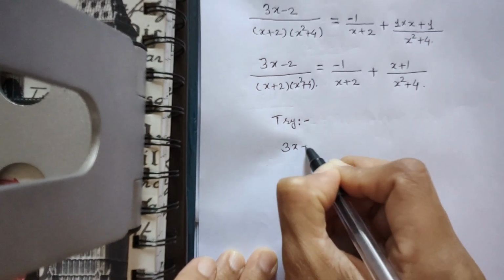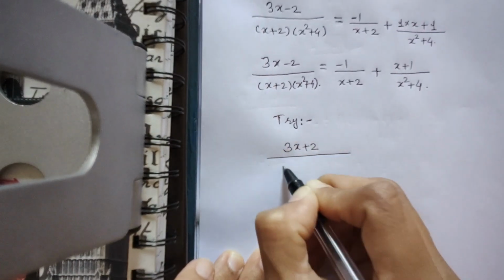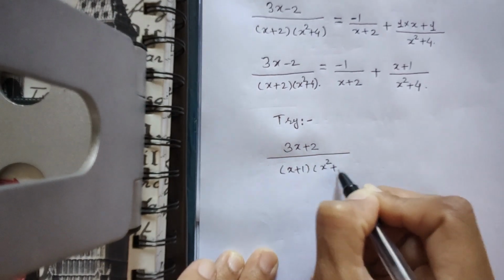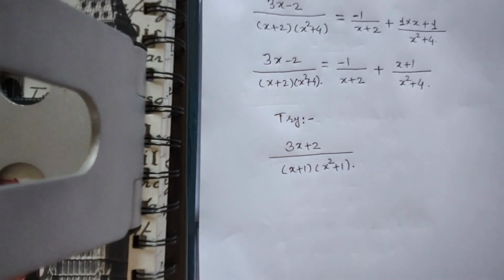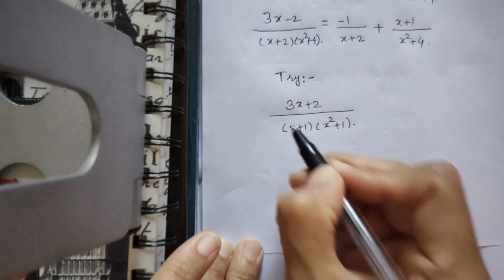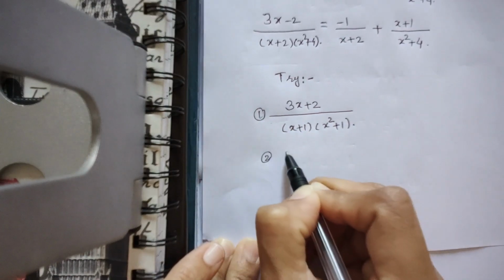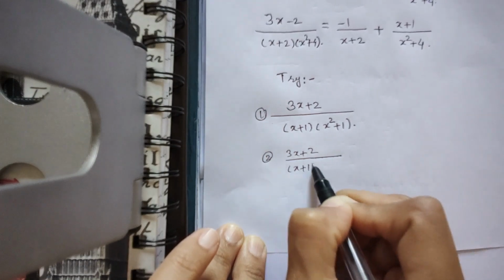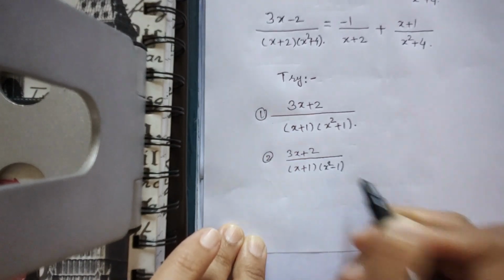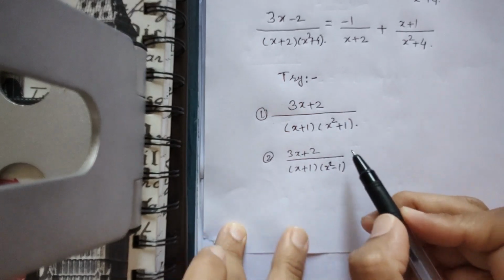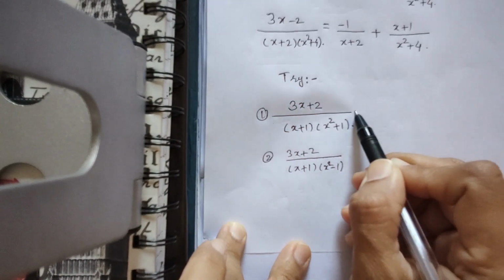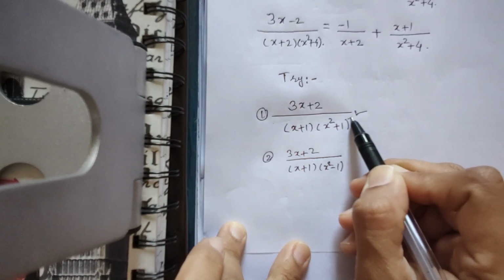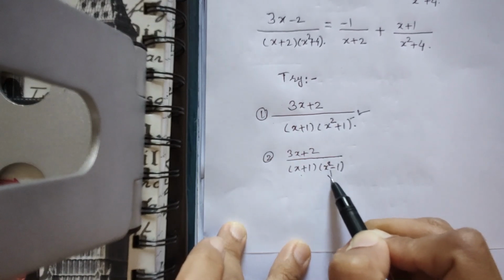So try to solve 3x plus 2 upon x plus 1 into x square plus 1. Okay, so one more example I want you to solve is the same one, 3x plus 2 upon x plus 1 into x square minus 1. Now just observe the difference in it. This will fall into case 3. You need to resolve it as per case 3, and this is the reducible form.